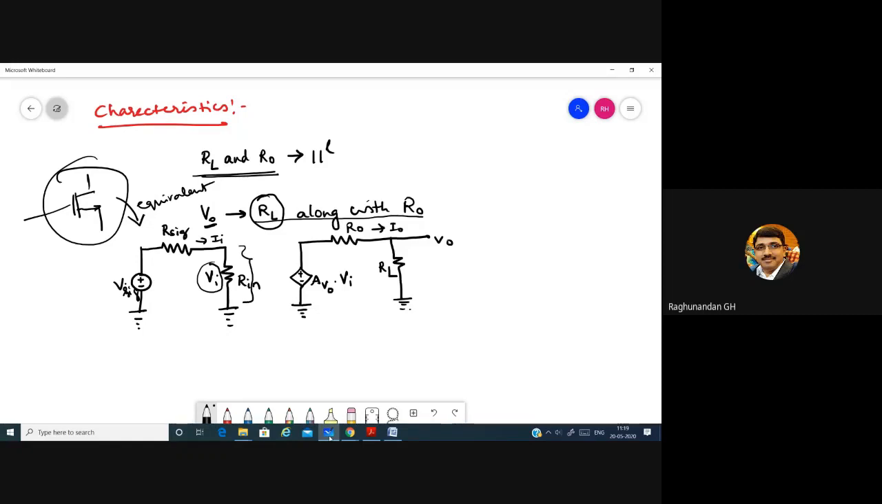As I was telling, since our signal is connected, even though these two appear to be parallel, they will not have the same voltages. They'll have different voltages, because in between these two there is one more resistance which is going to drop some amount of voltage. Because of that drop in voltage, the voltage across Rin will be Vi.